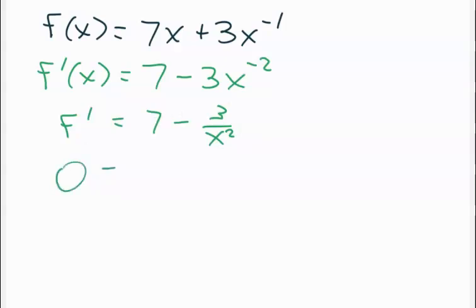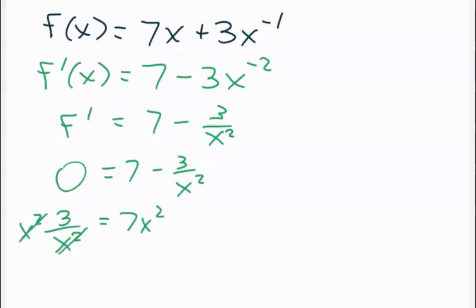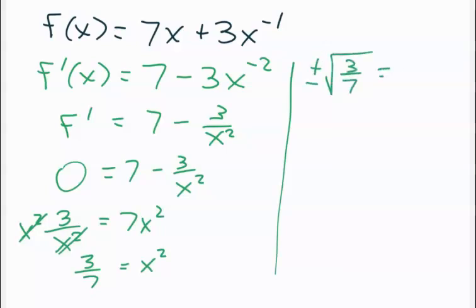All right, so if we set the whole thing equal to 0, we could add the 3x to the negative 2 term to the other side. I just picked that one because it's negative. And then multiply both sides by x squared to get that out of the denominator, and then divide both sides by 7. So 3 over 7 equals x squared. And so the square root property tells us plus or minus the square root of 3/7 equals x.